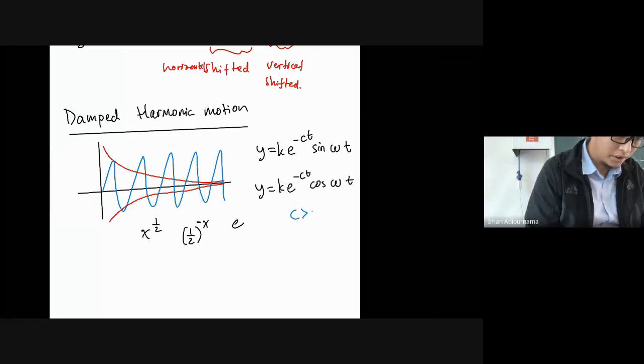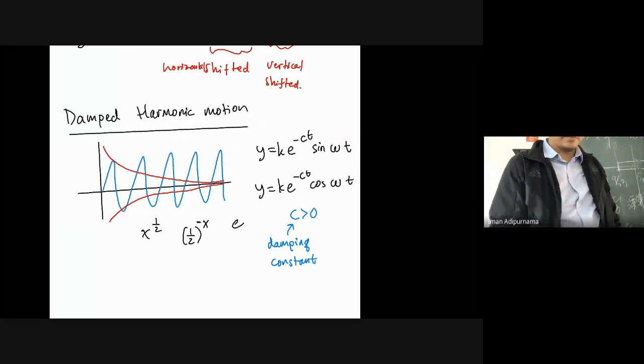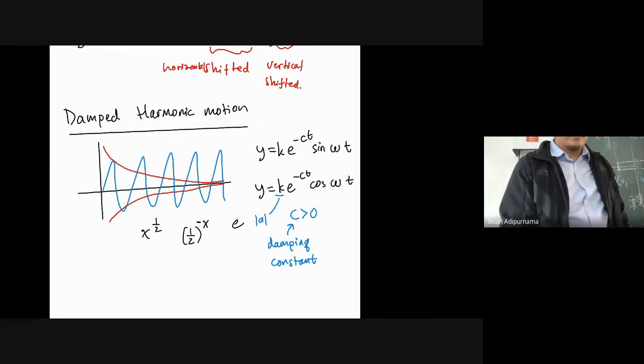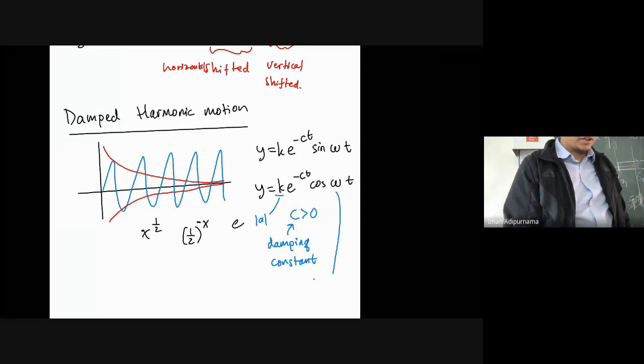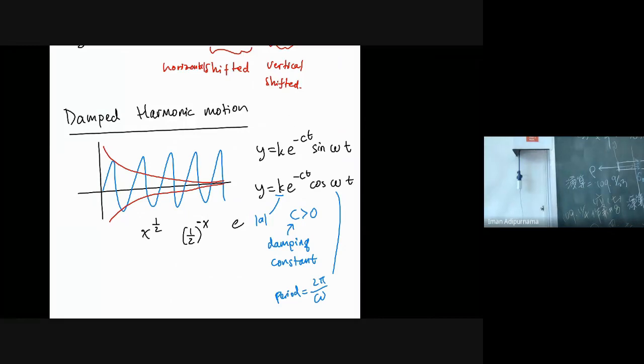And c should be positive. We call the c our damping constant. This is the amplitude, and this omega we can use to count the period, and the rest is the same. How to graph, how we deal with the functions. The difference is that for these harmonic motions, it will be dampened, or the amplitude will be reduced. Okay.